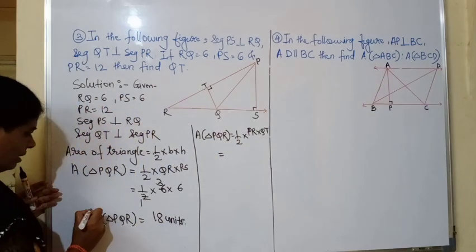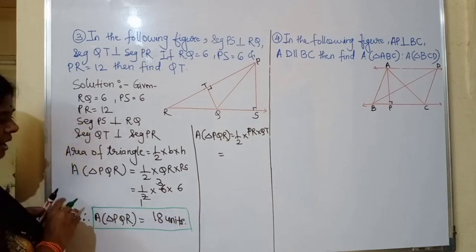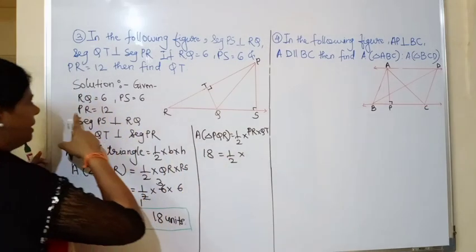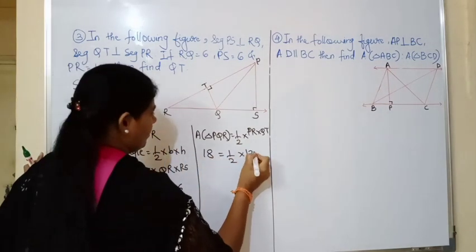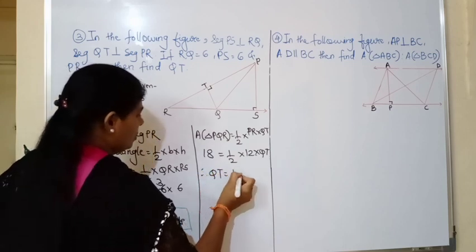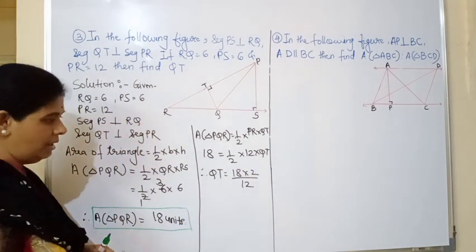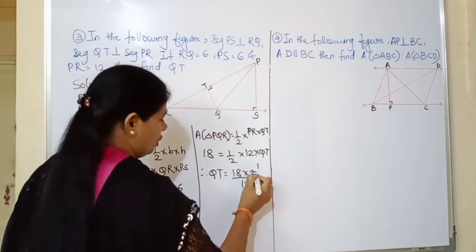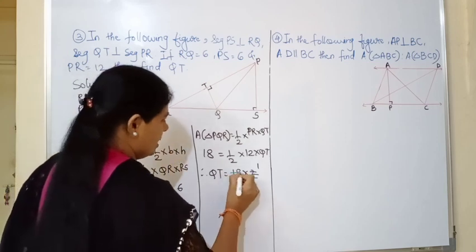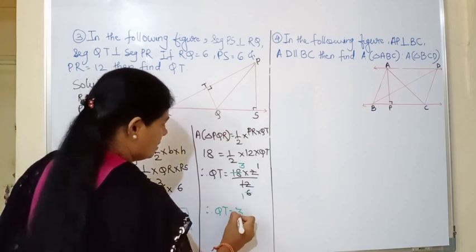What is the area of triangle PQR? We have got the area of triangle PQR whose measurement is 18 units. So we will write here 18 equals half into the measurement of PR, which is given, that is 12, into QT. Therefore QT equals 18 into 2 upon 12. Now we will divide: 2 ones are 2, 2 sixes are 12. Now we divide by 6: 6 ones are 6 and 6 threes are 18. Therefore we got the measurement of QT as 3 units.